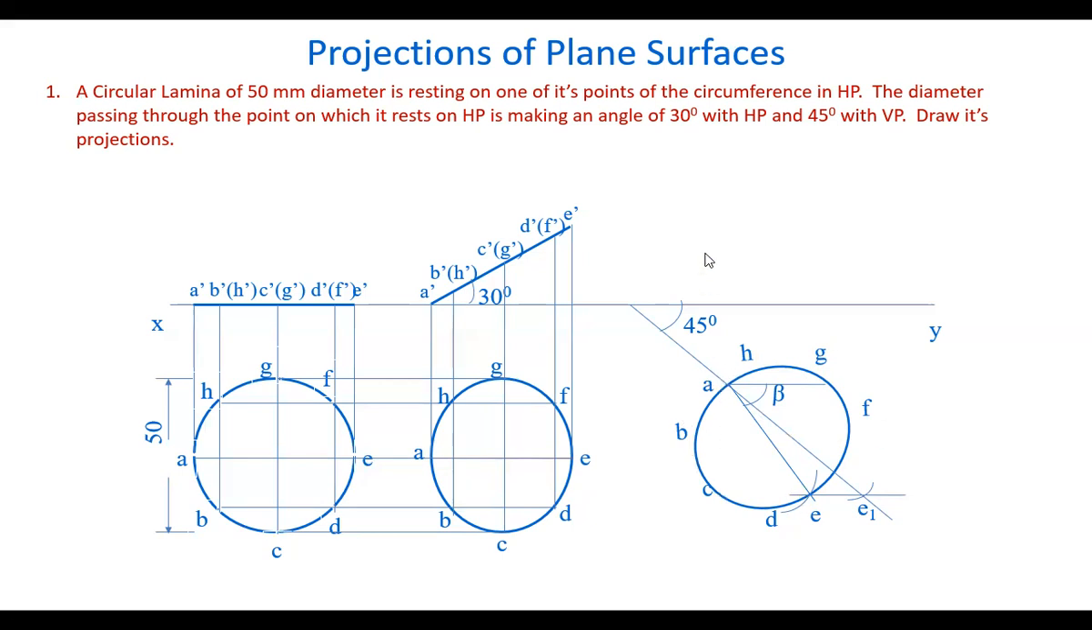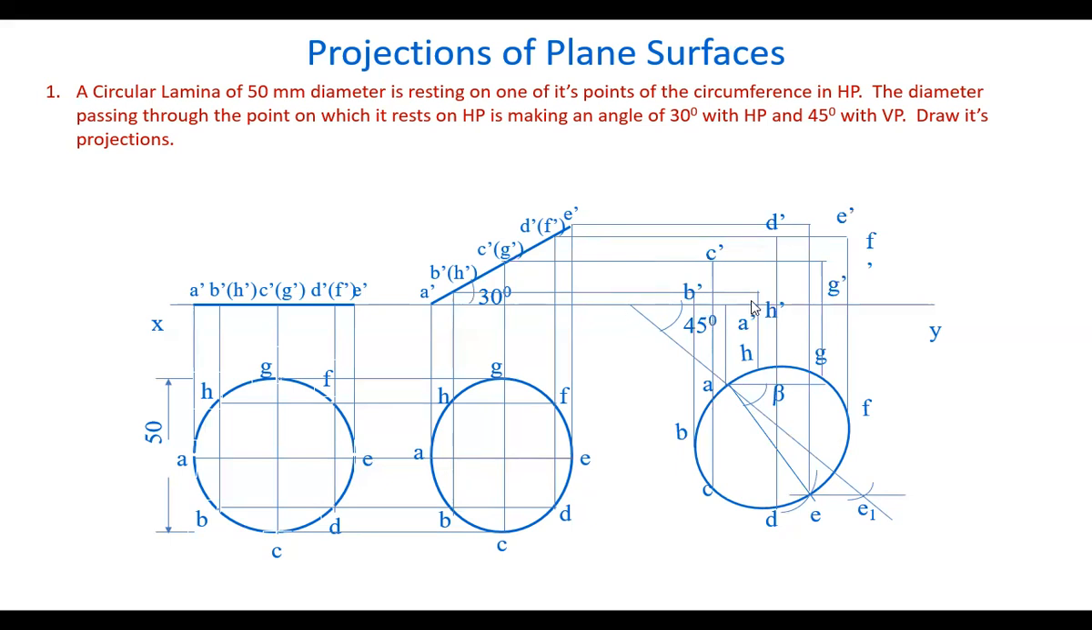Now, the top view is ready. We have to draw the front view. Draw projectors from all the points here in the top view and draw horizontal lines from these points. You get all the intersection points. Join these points by a smooth freehand curve. Join all the points. We get the front view like this.